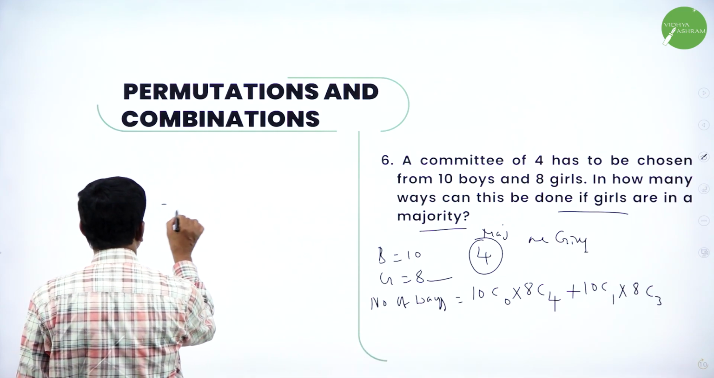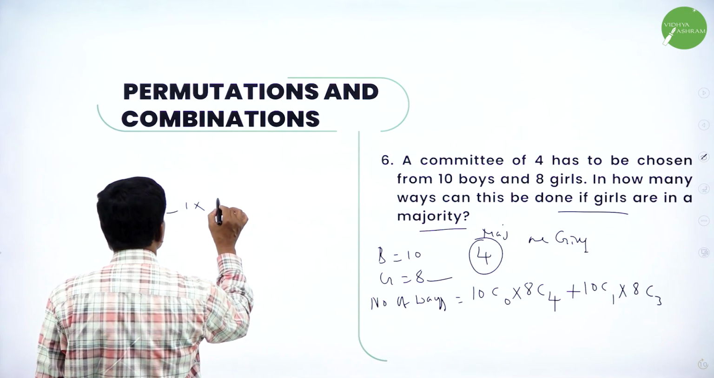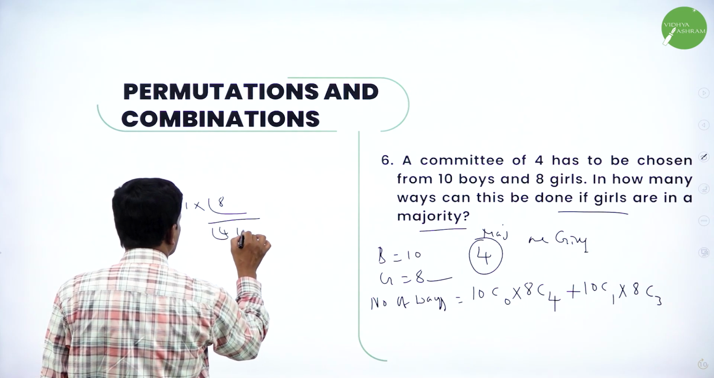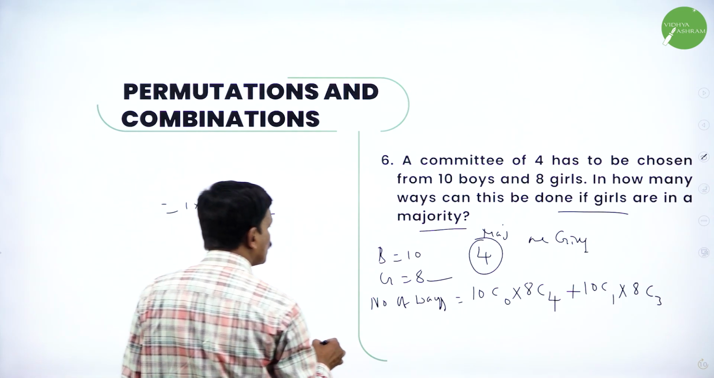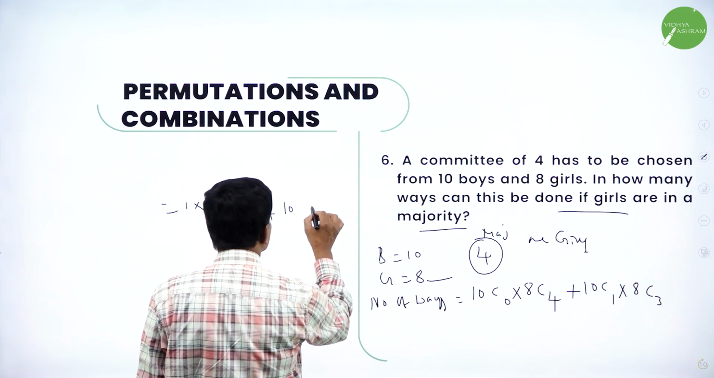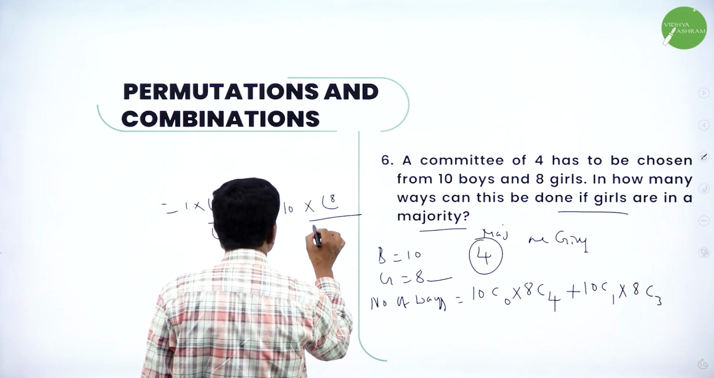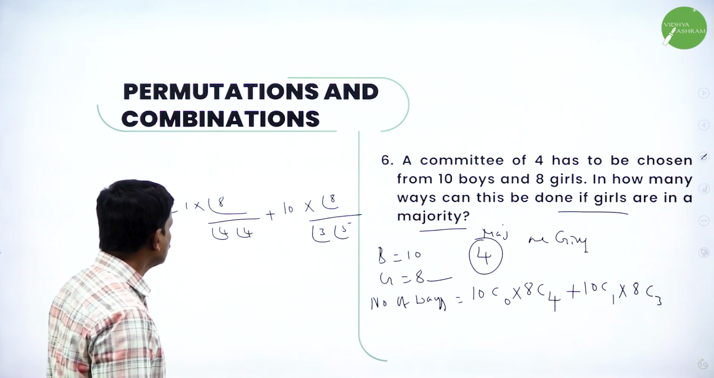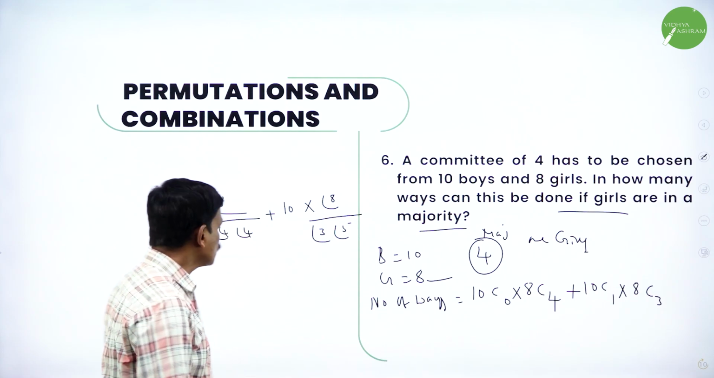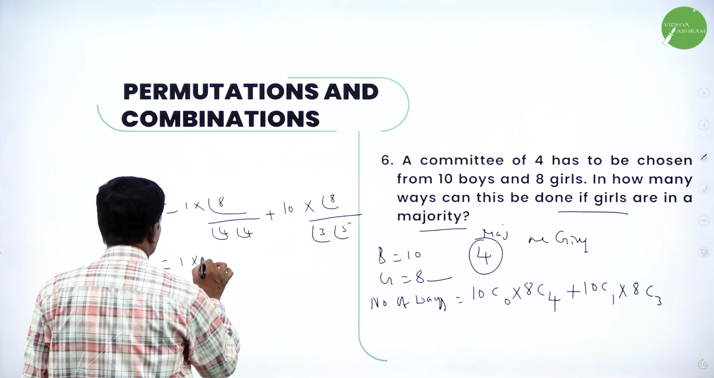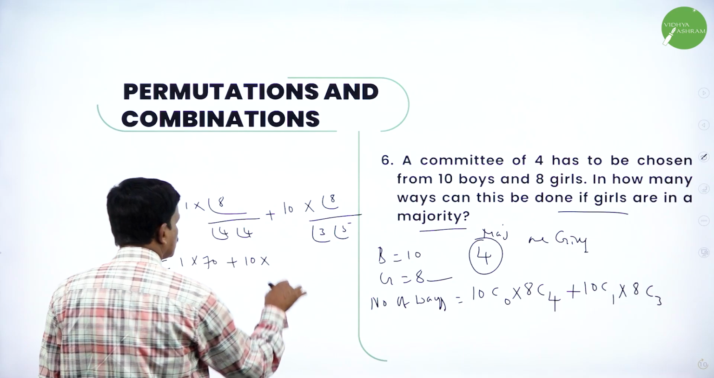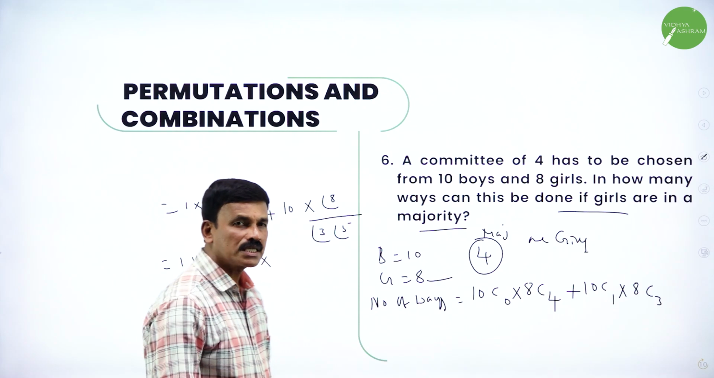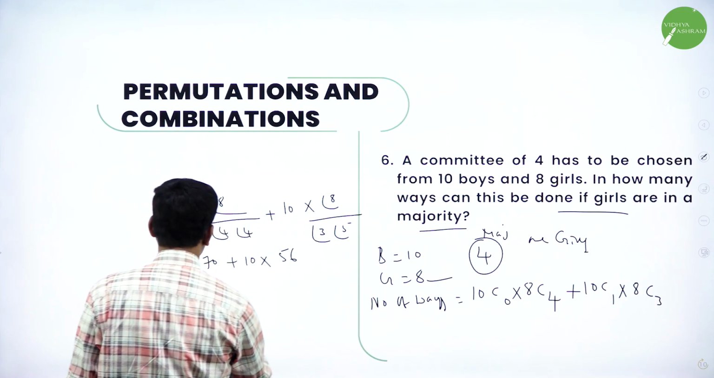10C0 is equal to 1, into 8C4, which is 8 factorial divided by 4 factorial into 4 factorial, plus 10C1, which is 10 into 8 factorial divided by 5 factorial into 3 factorial. If you simplify this, this is 1 into 70 plus 10 into 56.